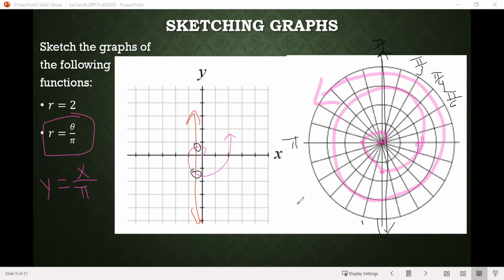Now, the other thing you notice about this is it's kind of a pain to have to draw these graphs by hand. So thus, in the next video, we'll look at graphing these things using our calculators.